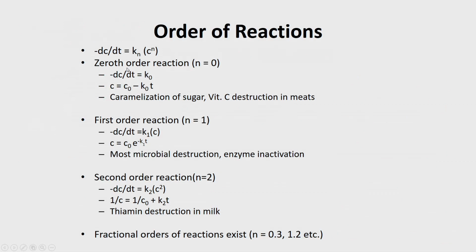So, what are the examples for zeroth order reaction? This is caramelization of sugar and vitamin C destruction in meats. So, these follow zeroth order reaction. Most of the microbial destruction and enzyme inactivation, right, is important because we are going to discuss this extensively in this course.